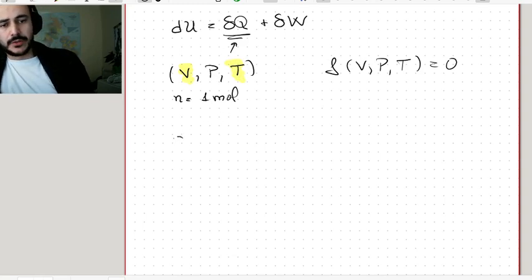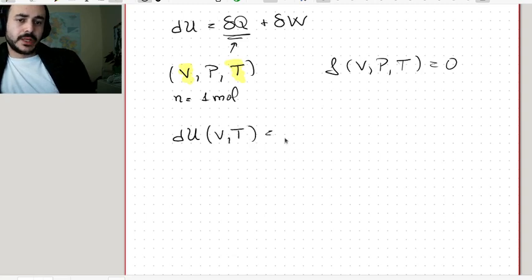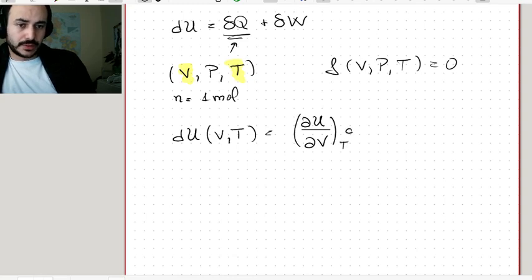So if I do that, let me just write the differential of U, which I will specify as a function of V and T. Applying the chain rule here, I just get that this is the partial derivative of the internal energy with respect to volume at constant temperature, differential of V, plus the partial derivative of U with respect to temperature at constant volume, differential of T.